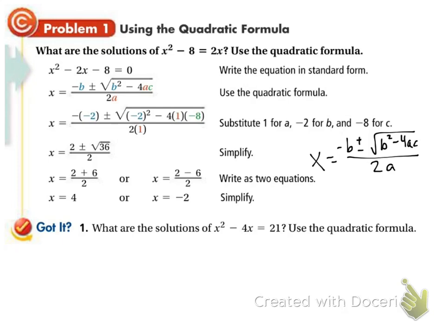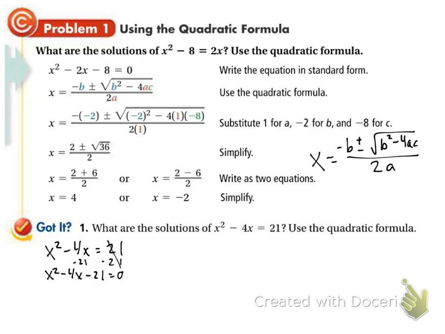Just like when we were factoring, we need this to be equal to 0. Okay? So here's our equation. Let's write it out over here on the left. x squared minus 4x equals 21. So I need this to be 0. I'm going to subtract 21 from both sides. We get x squared minus 4x minus 21 equals 0.